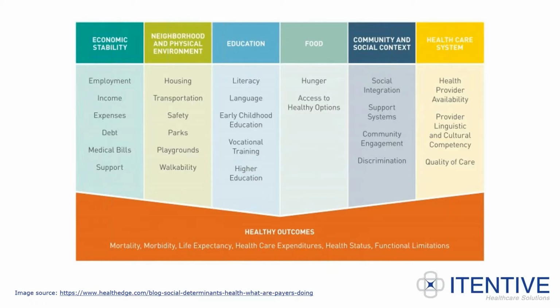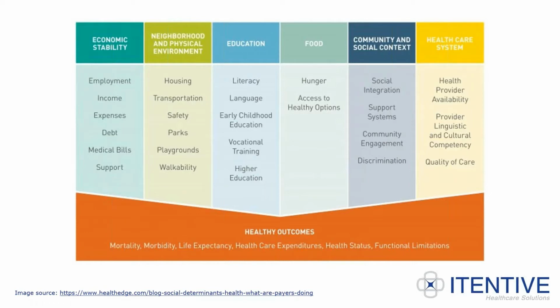Then we have education. Again, I'm going to go with the obvious ones being early childhood as well as higher education, but you also have things like literacy, language, and even vocational training or trade skills. Food is pretty self-explanatory. You have hunger, and then also access not only to food, but access to healthy options, affordable, healthy options for food.